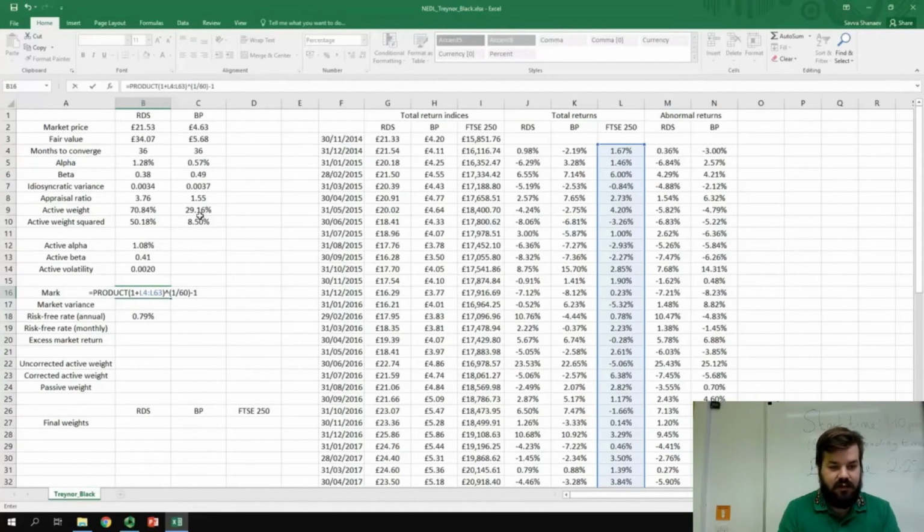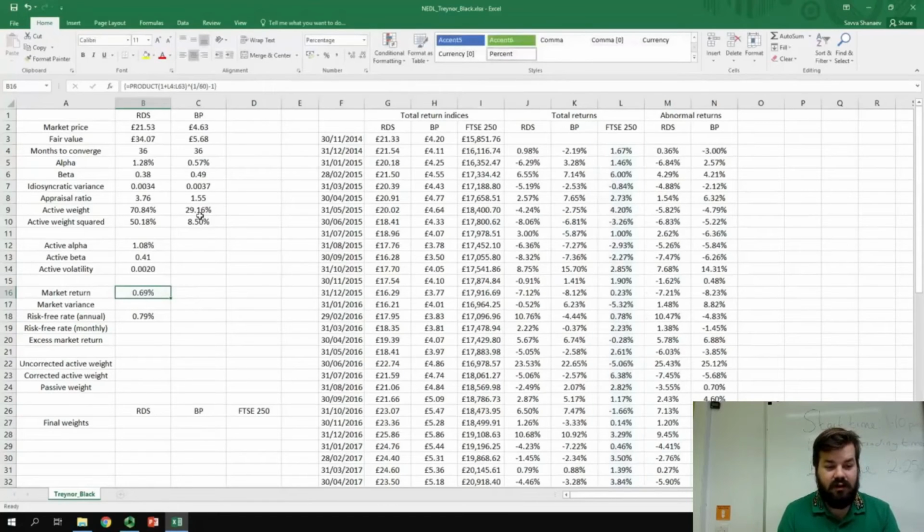As we do that, we need to enforce the formula, and as that is a matrix multiplication formula, we need to enforce that not just with enter, but by simultaneously holding shift and control and pressing enter. So all formulas like that which involve matrix multiplication have to be enforced using shift control enter. And we see that we get our average monthly market return at 0.69%.